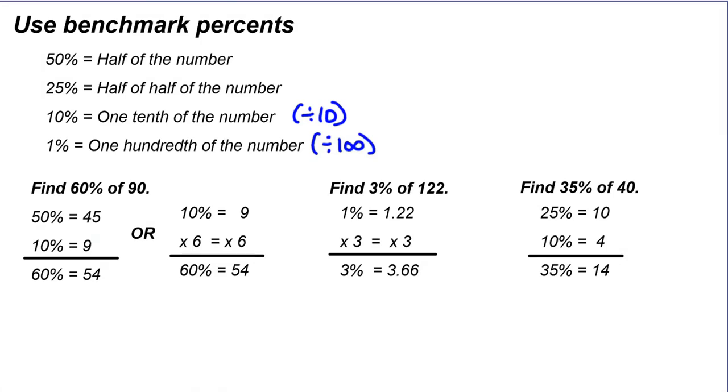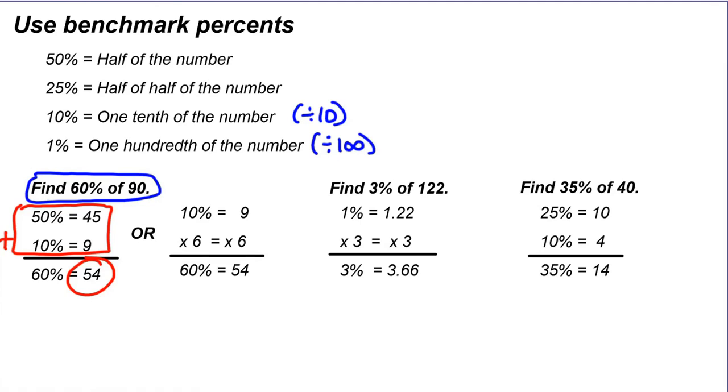So find 60% of 90. Well, 60% is not one of our benchmark percents, but we can use benchmark percents or combinations of benchmark percents to find 60%. One way that I found 60% would be to find 50% of the number, and then find 10% of the number, and then add them together. So 50% of 90 is 45, and 10% of 90 is 9. And if I combine those together, 50% plus 10% gives me 60%. So 45 plus 9 is 54. So 60% of 90 is 54. So again, I use these benchmark percents to find that.